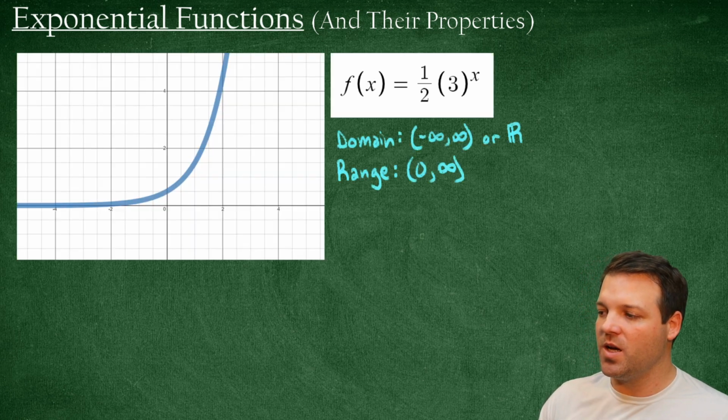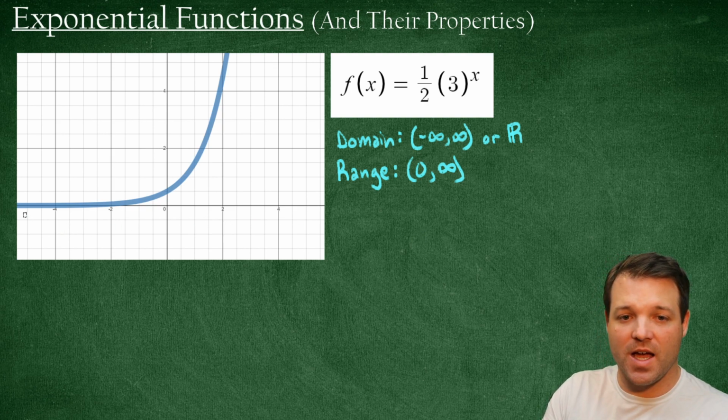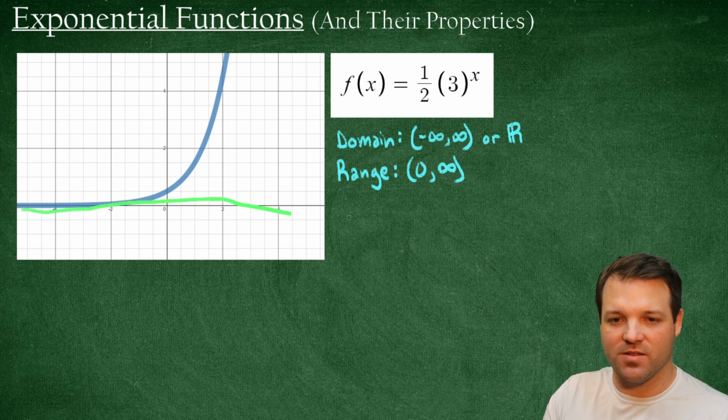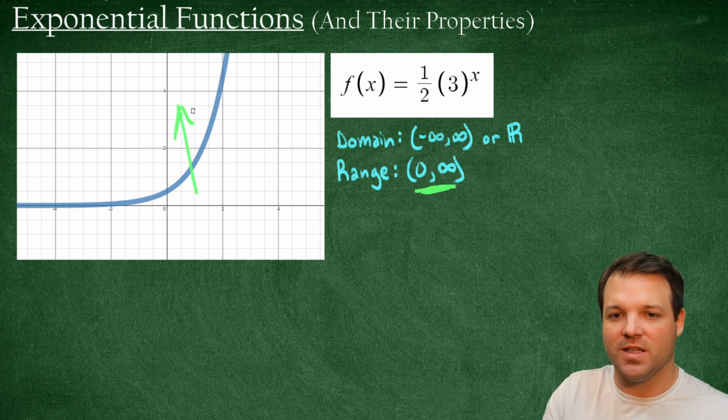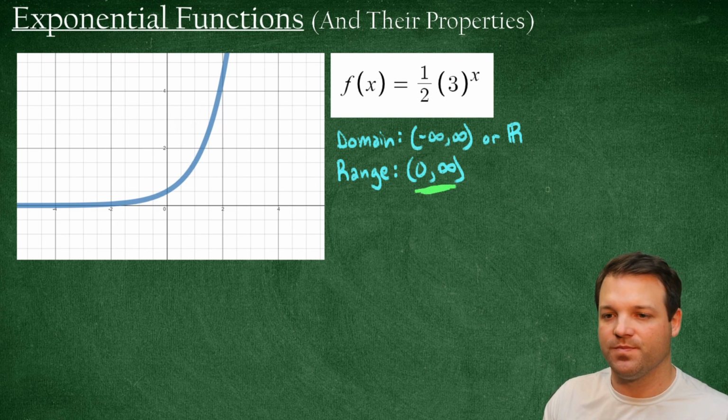Okay, so the range. We know that this thing does not cross the x-axis. So the range is for the y values, and remember, we always go from negative to positive. We get y values starting at 0, but not including 0, because it approaches 0, but it never actually touches it. So from 0 up to positive infinity for our range.